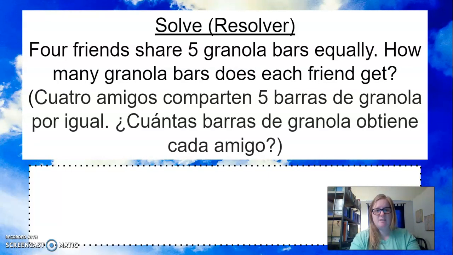Here, this is what you're going to solve. And you can draw pictures to help you figure this out. 4 friends share 5 granola bars equally. How many granola bars does each friend get? So go ahead and solve and pause and complete this slide, and I will be back with you in 5, 4, 3, 2, 1.